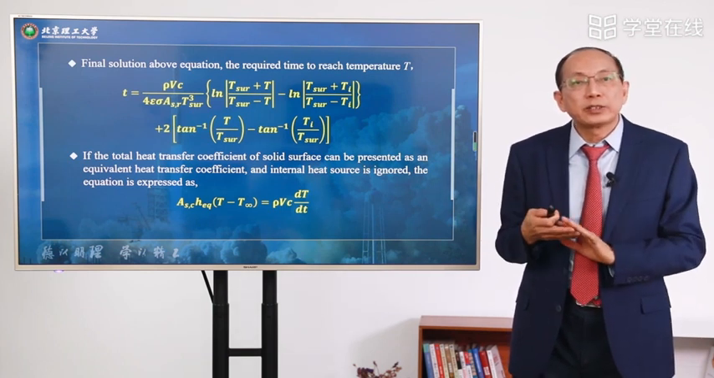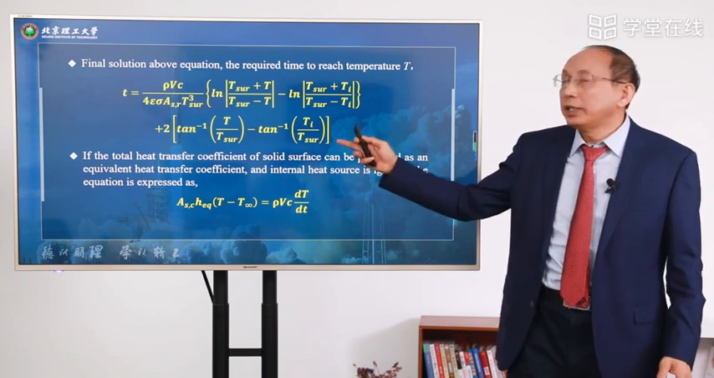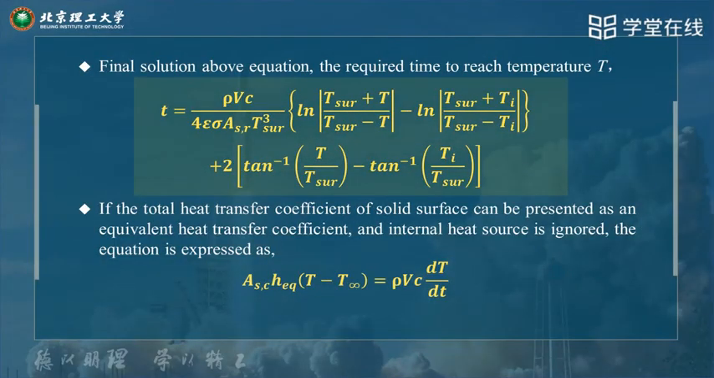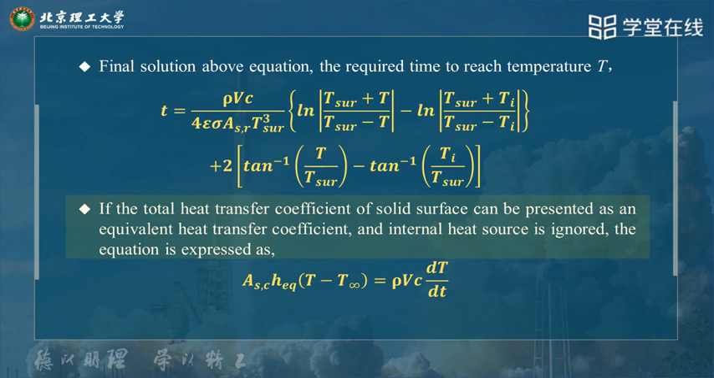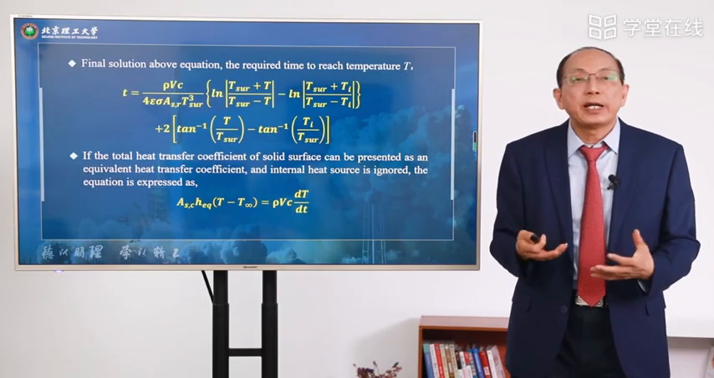We can obtain the solution, but the solution is still very long. Here is the solution: t equals rho V c over 4 epsilon sigma AS T to the power three, with many terms together. If the total heat transfer coefficient of the solid surface can be expressed as an equivalent heat transfer coefficient, notice here the equivalent heat transfer coefficient is not only the convection heat transfer coefficient, and the initial internal heat source is ignored, the equation can be expressed like this. Here HEQ is the equivalent coefficient.